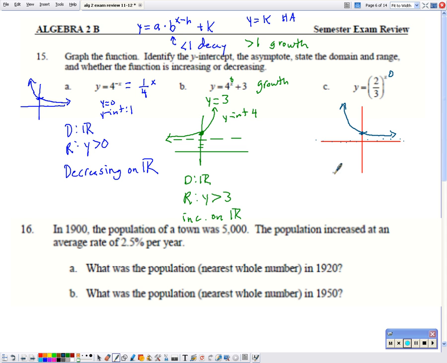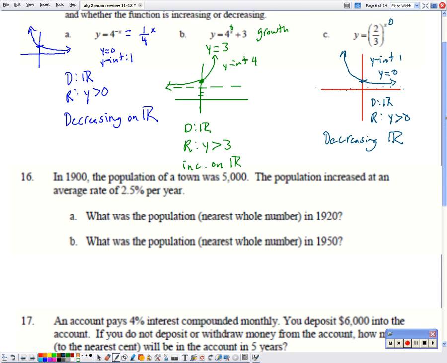So we've got a y-intercept of 1, we said. We have an asymptote of y equals 0. We have a domain of all real numbers. We have a range of everything bigger than 0 because it's everything above the asymptote. And once again, we are decreasing on the interval of all real numbers.